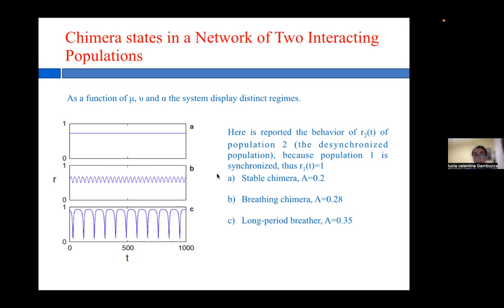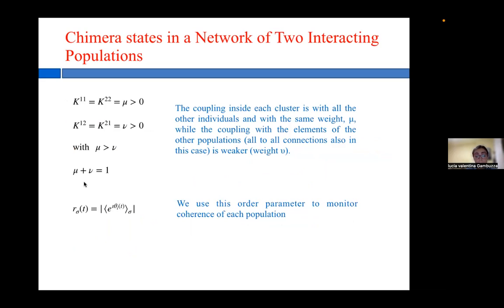Remember that a chimera state is the coexistence in the same network of a coherent domain and an incoherent one. So in population 1, all the units have the same behavior, and we are looking at the behavior of the second population. In particular, the coupling strengths inside the population and among the units of the two populations need to satisfy an equation. And as said before, the sum of these two coupling strengths must be equal to 1.